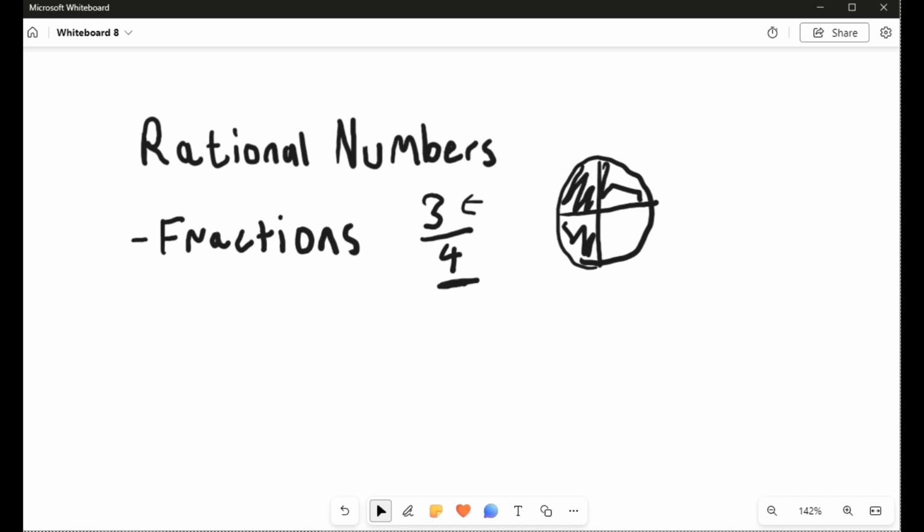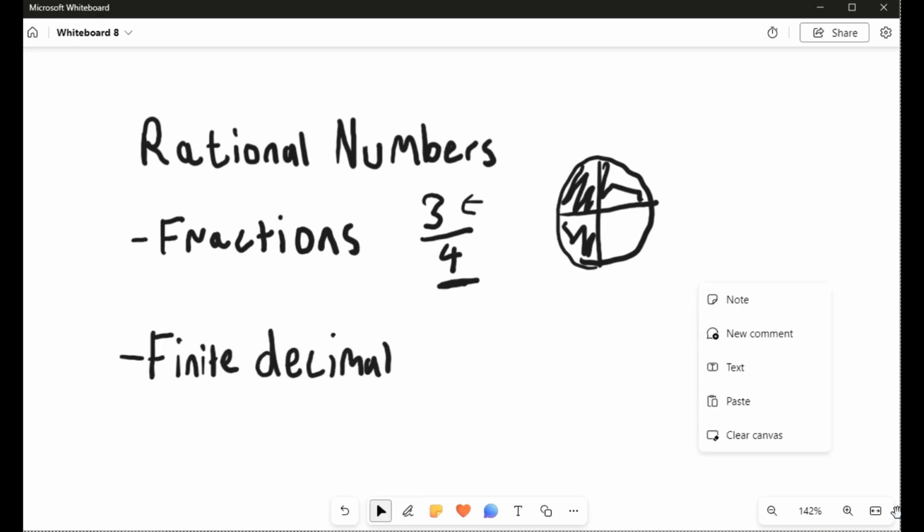The second type of rational number is the finite decimal. If I'm to turn my 3/4 into a finite decimal, it would be represented as 0.75.